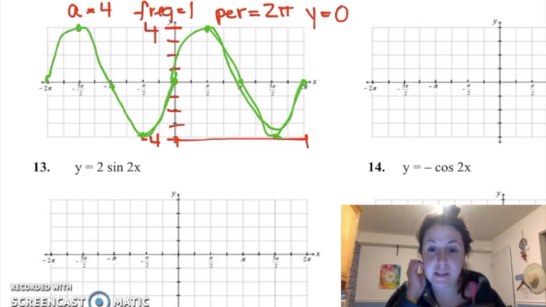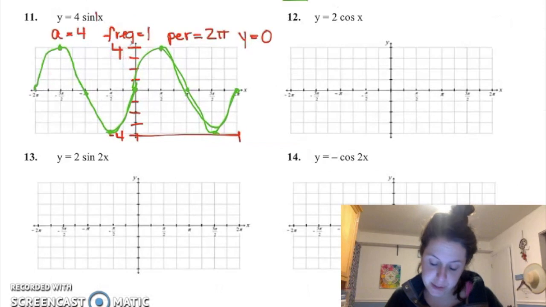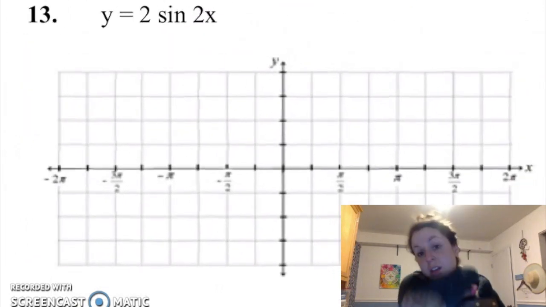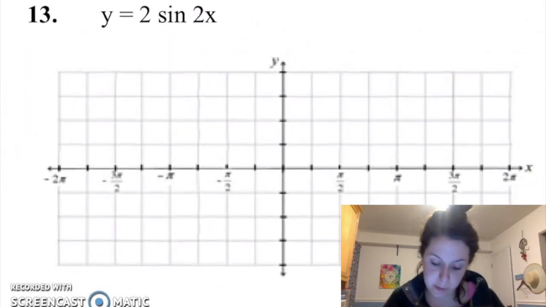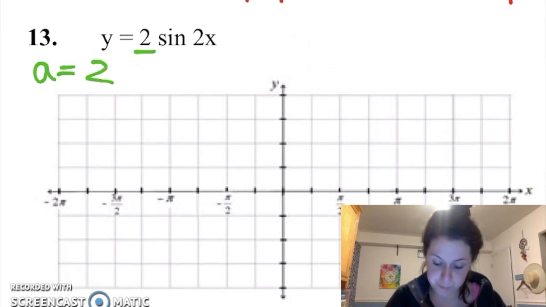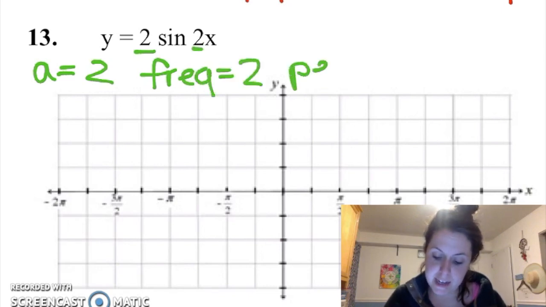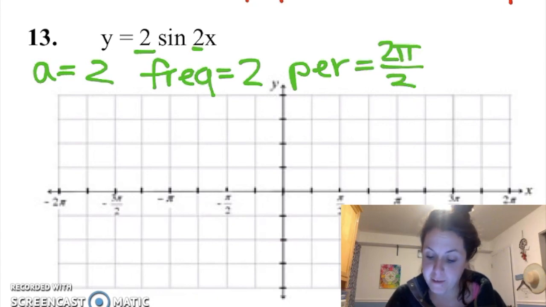And notice I don't have arrows on the end because I have a closed interval. Okay, let's do another one. Let's do 13. So y equals 2 sine 2x. So amplitude here is your a value, which is 2. Frequency is your b value, which is 2. Period is 2 pi over your b value, 2 pi over 2, which is just pi.